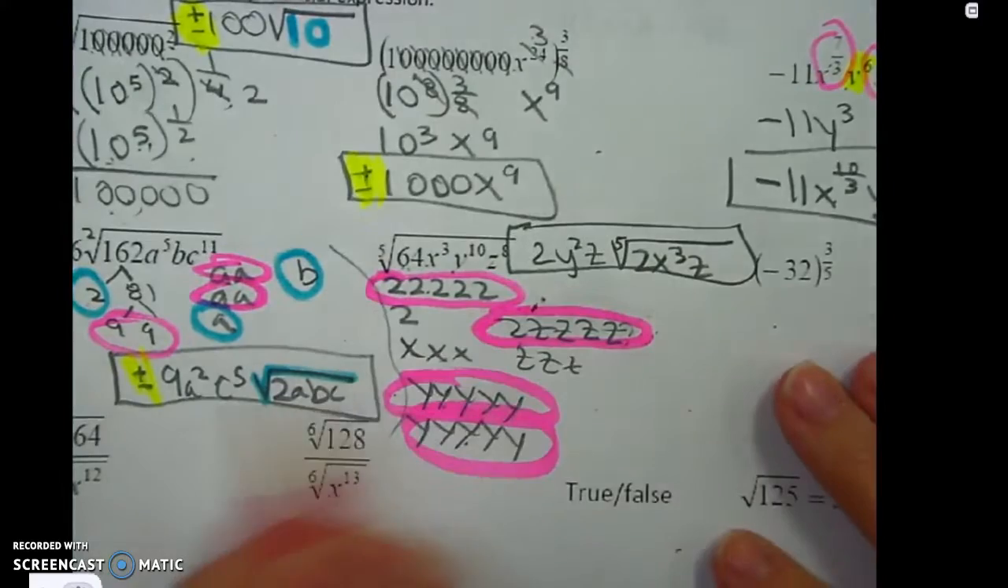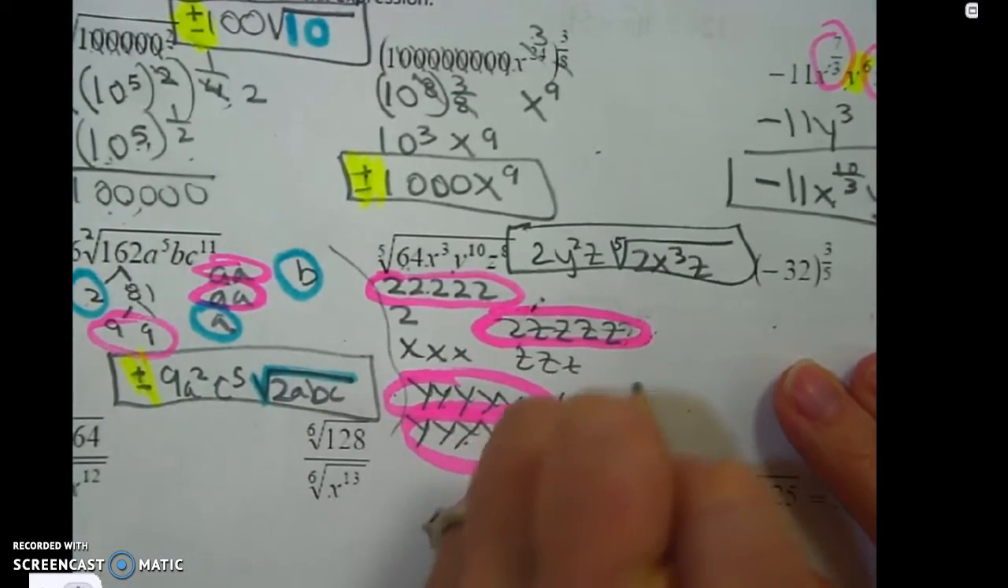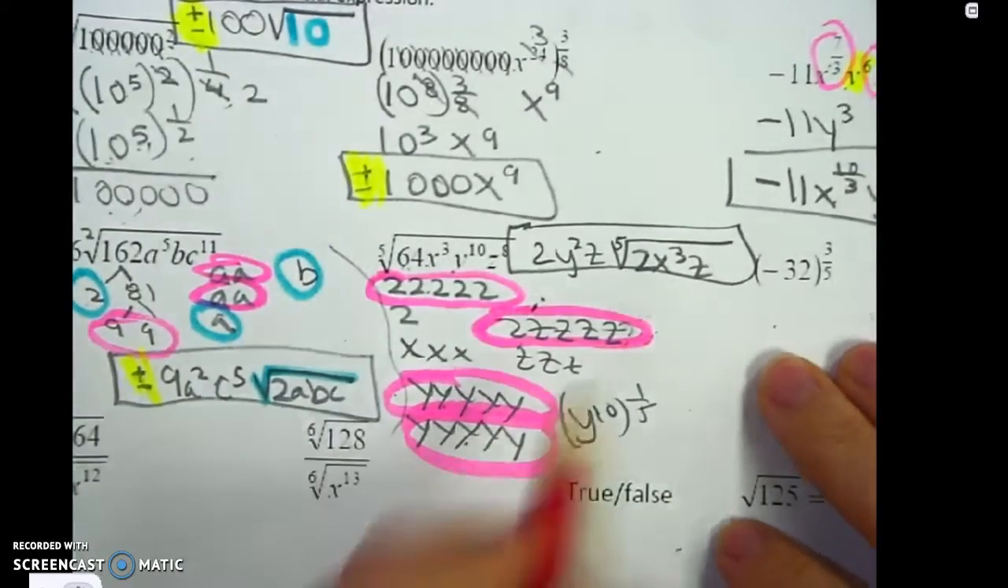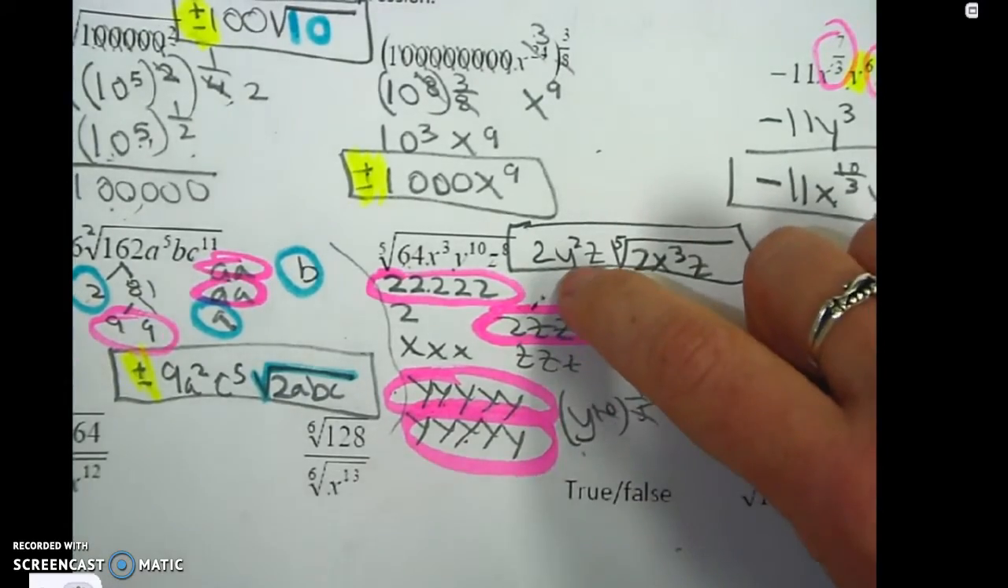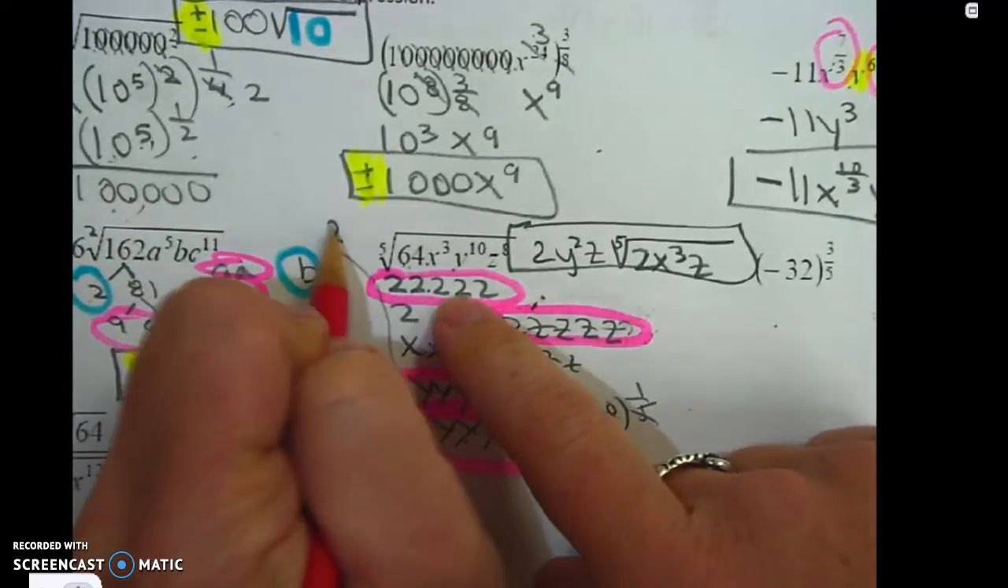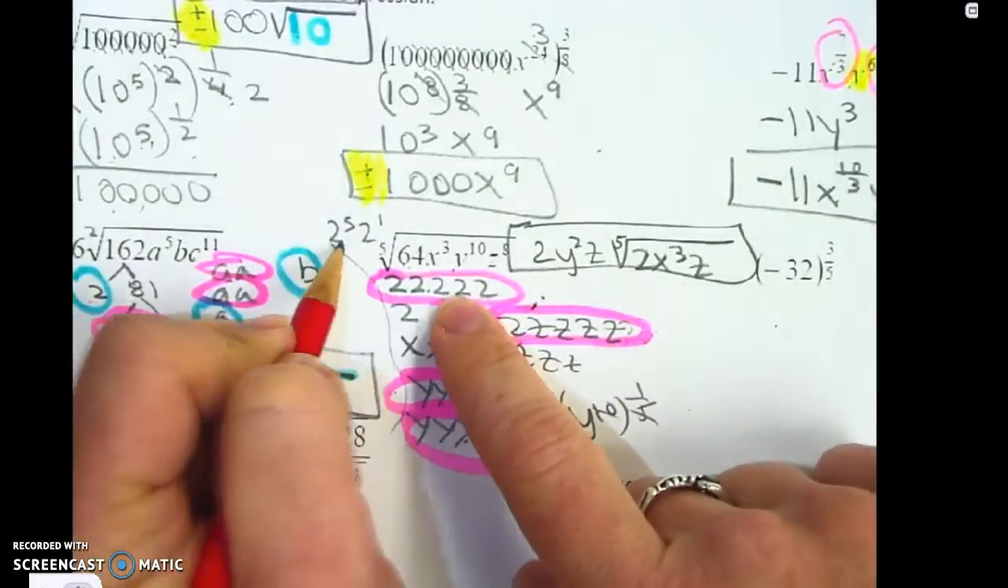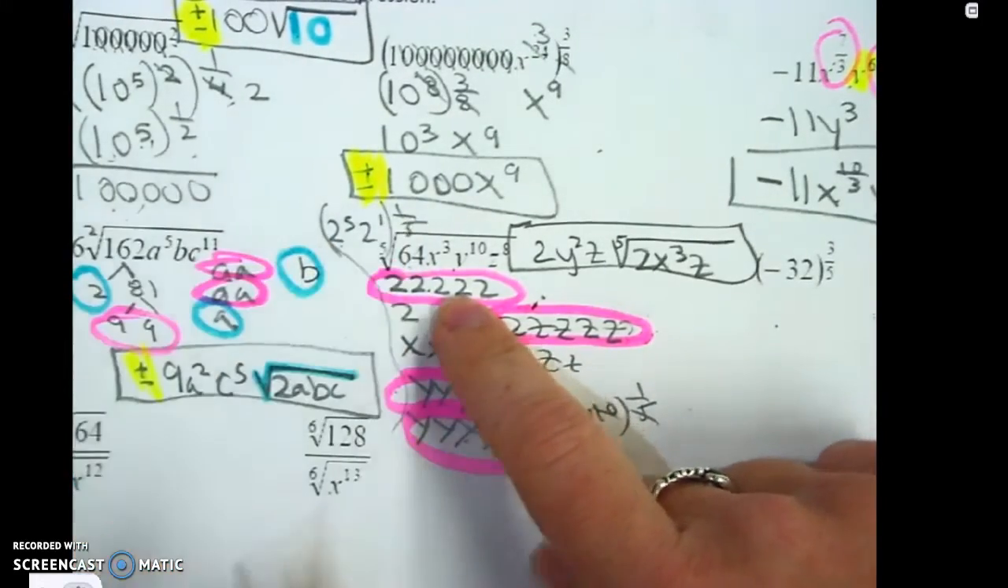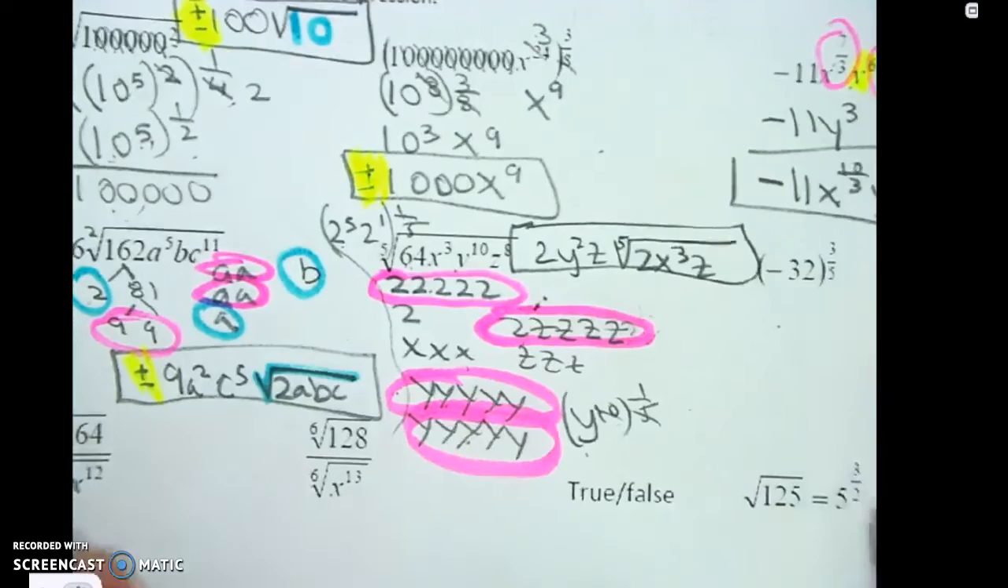If you want to, like for the y, you could go y to the 10th to the 1/5. Maybe for this one it's more obvious, and then you show that that's the y squared. If you want to show this as 2 to the 5th, 2 to the 1st, that's fine. Show that it's the 1/5. Okay, just make sure you're showing your work.